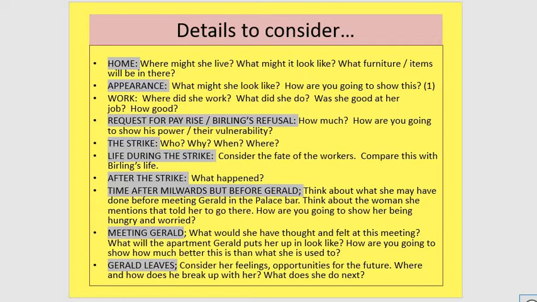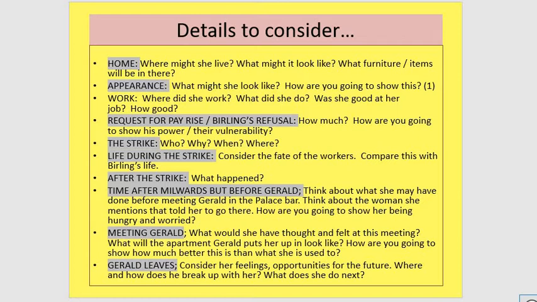Now, details to consider. There's quite a few here. Where might she live? What might she look like? What furniture items will be there, as we've just said. Her appearance. Request for a pay rise and Birling's refusal. How much did she ask for? How are you going to show his power and their vulnerability? The strike. Who, why, when and where.